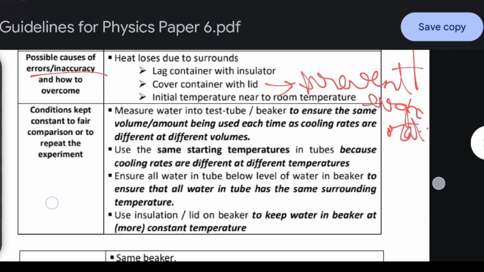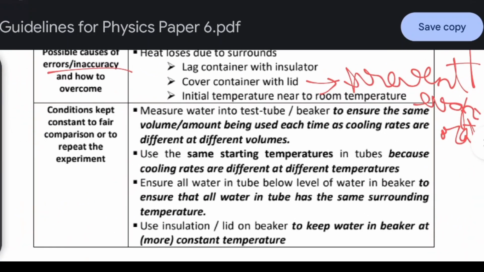Okay, next, conditions that should be kept constant, very commonly asked. To repeat the experiment, measure the water in the test tube or beaker to ensure the same volume of water. The volume of water should be kept constant as it is being used each time, as cooling rates are different for different volumes. More volume of water usually decreases the cooling rate, I believe.